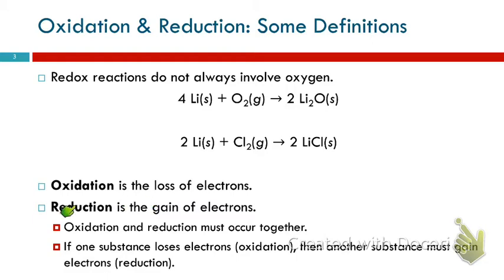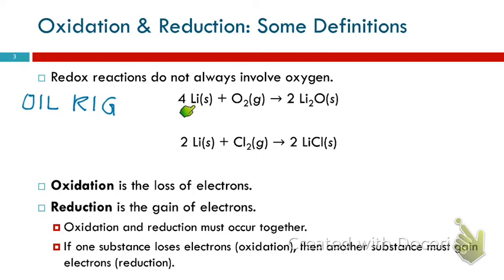Oxidation is the loss of electrons, reduction is the gain of electrons. And that's often abbreviated as OIL RIG. Oxidation is loss of electrons, reduction is gain of electrons. So oxidation and reduction have to occur together because if something loses electrons, something else must gain electrons. There's no homeless shelter for electrons where, if you're going to lose electrons, you can just put them there. You can't leave them on the side of the road. And if you're going to gain electrons, they have to come from somewhere.